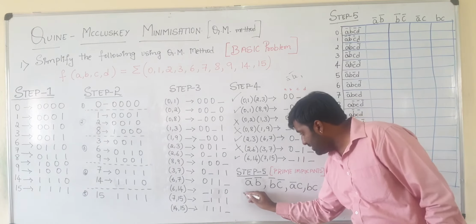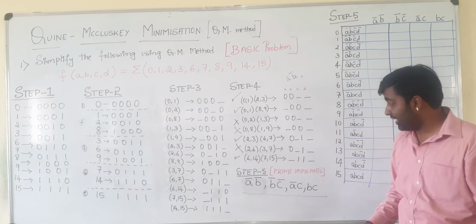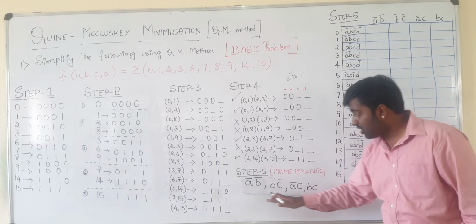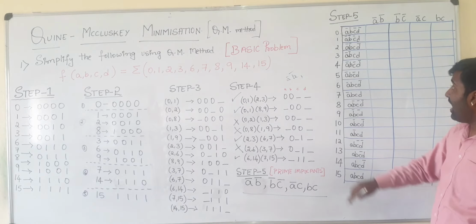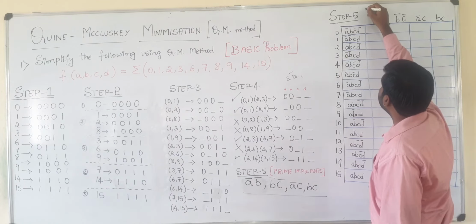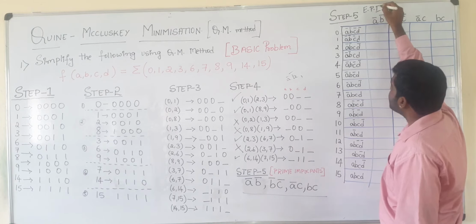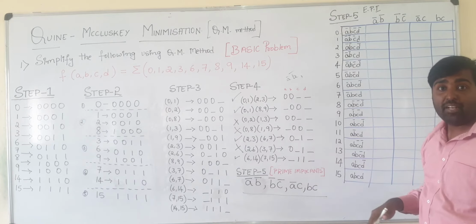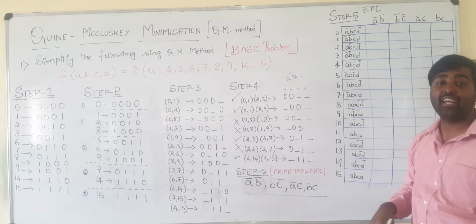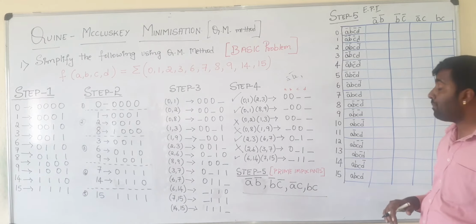And in the previous step, all the things which we have got, which I also call prime implicants. So these terms are called prime implicants. And the next step, that is step 5, we are going to derive the essential prime implicants. I will be talking about the difference between essential prime implicants and prime implicants in the next video. Now, how do we identify the essential prime implicants?